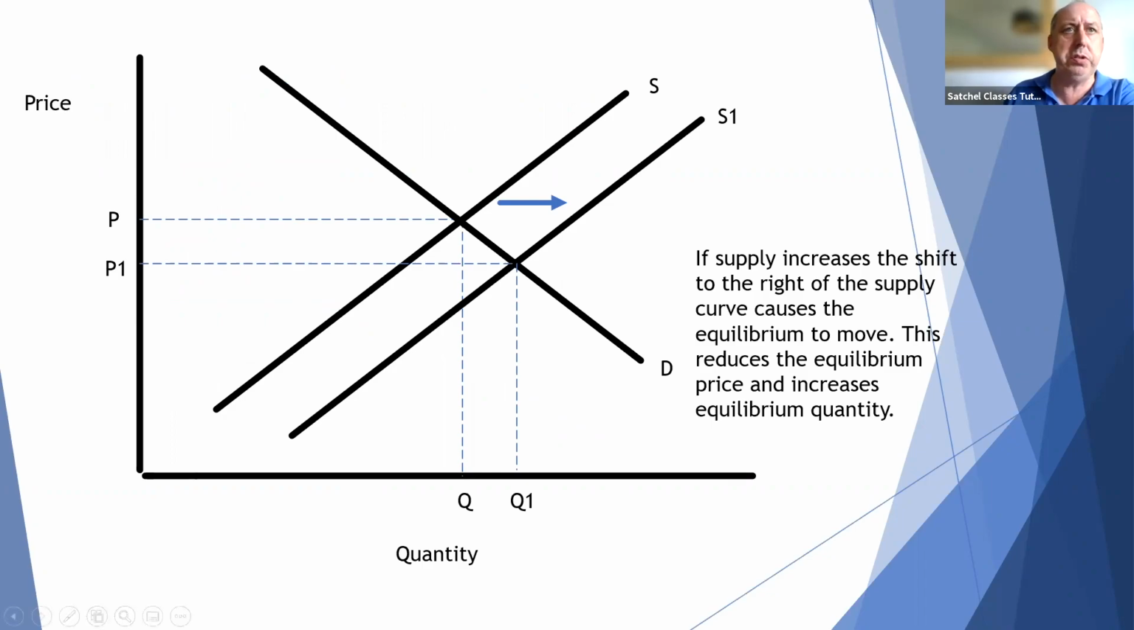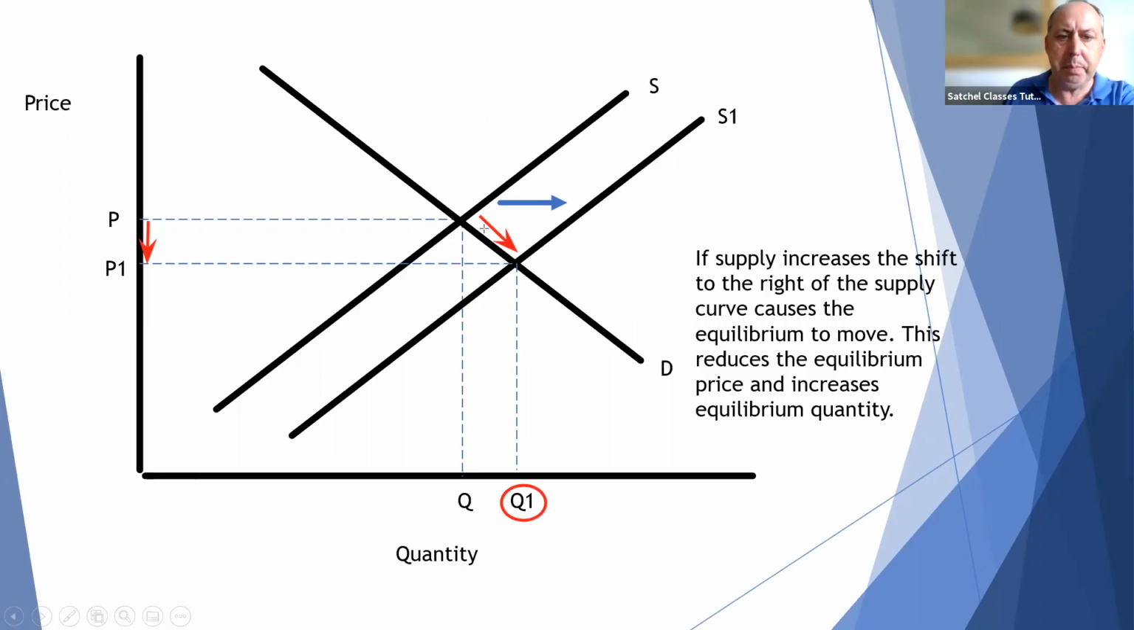Extraction methods. It could be a new source of a raw material has been found that's cheaper to extract, anything like that. So here, the supply curve has shifted to the right. And effectively, it moves along the demand curve and settles at a new point. So the equilibrium price has fallen from P to P1. This means that more people are happy to pay for that product. So more consumers, we can see that we've got an extension of the demand curve. And so they are consuming more of that product because it's at a lower price.